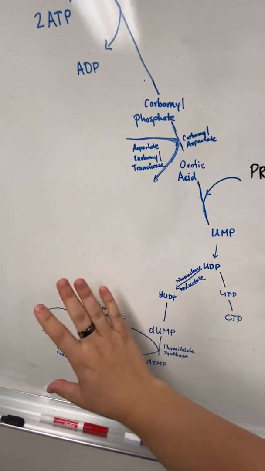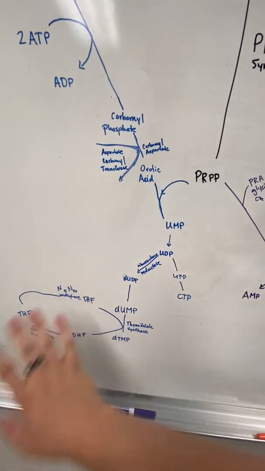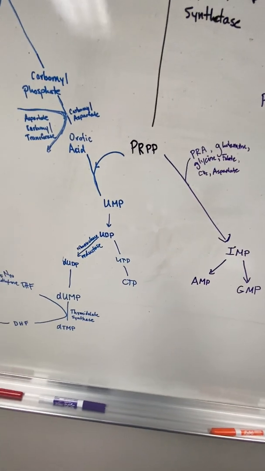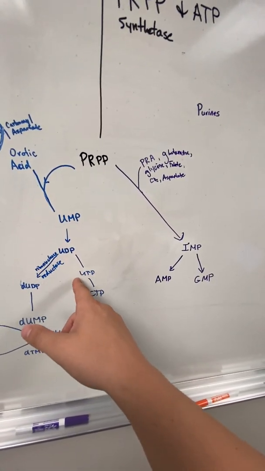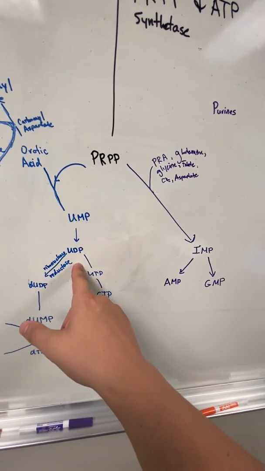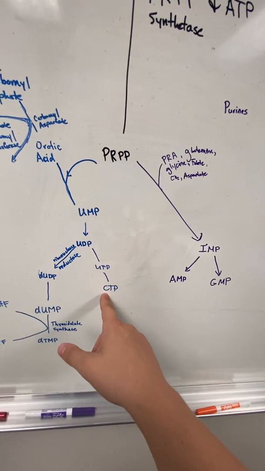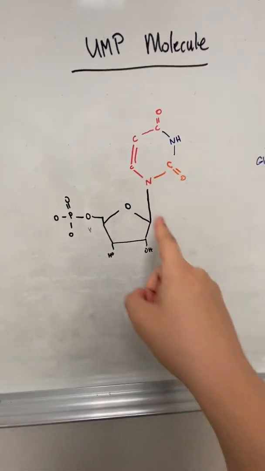And this little portion isn't important. It's not really relevant, other than this is how you make the deoxy DNA portion. But from UMP, we can make UDP, and then from UDP, we can make UTP, and it has to be triphosphated to be able to make CTP. But anyways, now that we have UMP, let's talk about the structure. So we still have that PRPP.